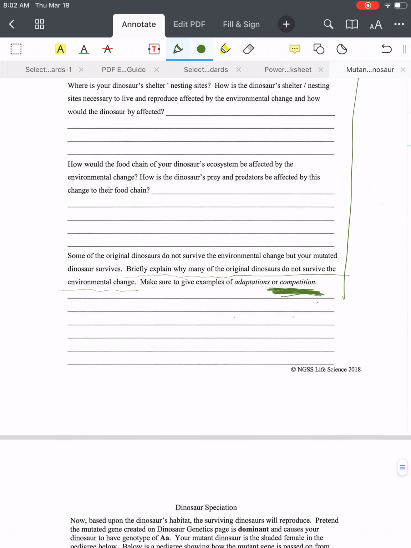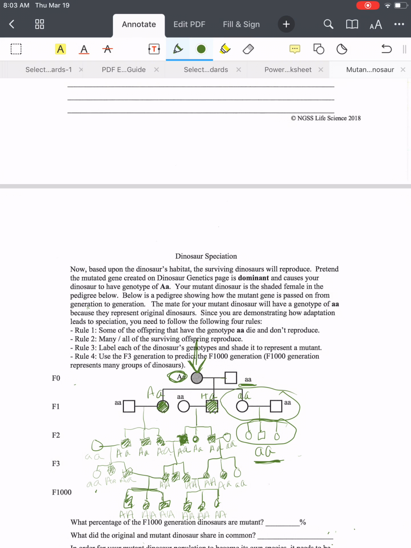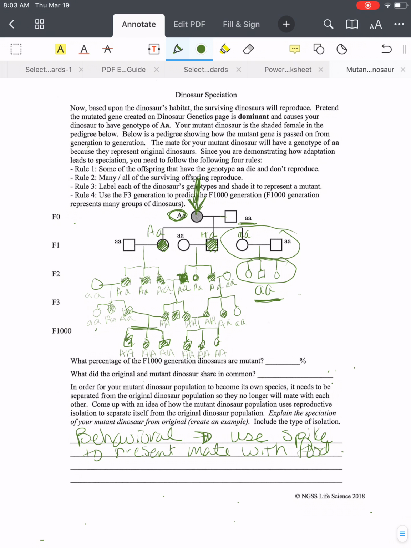Your mutant dinosaur is going to have this dominant big A gene. So this is my Tyrannosaurus spikes right here, and she crosses with a male that does not have the mutant gene. But you can see that over time, there become more and more of them. And then in your F1000 generation, I would say the majority of them should have that mutant gene. So what did the original dinosaur and the mutants share? They both had that recessive lowercase a to start off with.